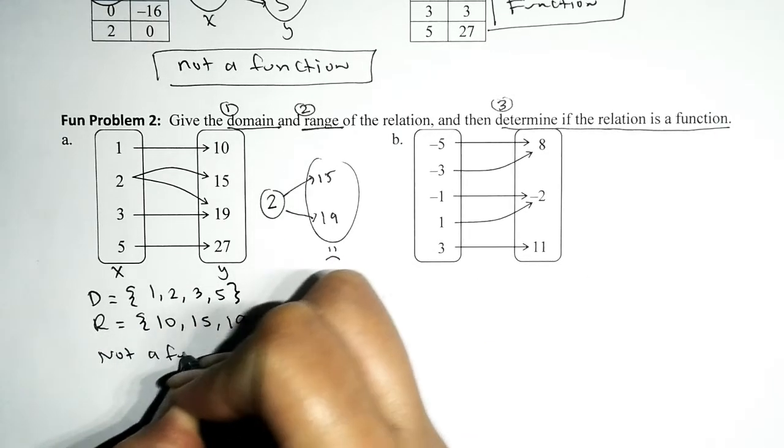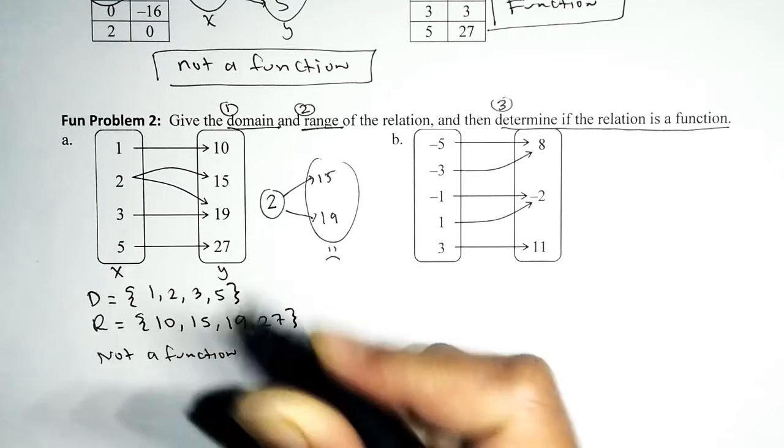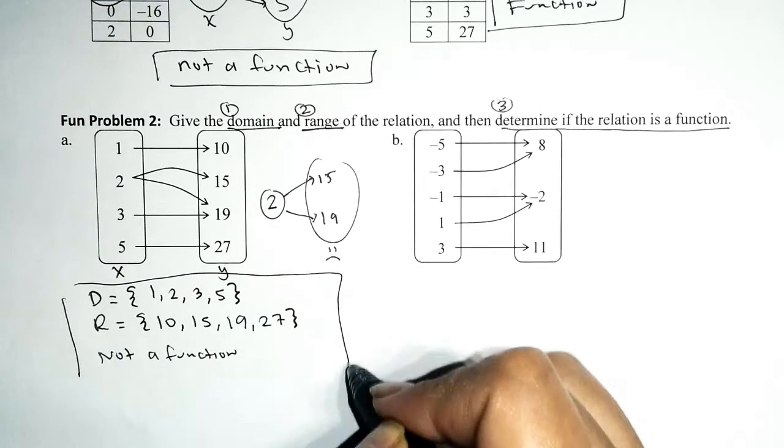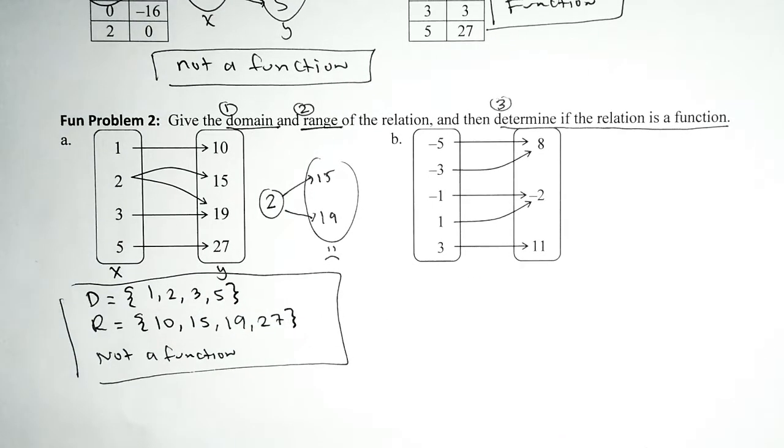So we have 3 questions. Number 1, what is the domain? 2, what is the range? 3, make the call if the relation is a function. We addressed all 3, so let's earn our full credit.